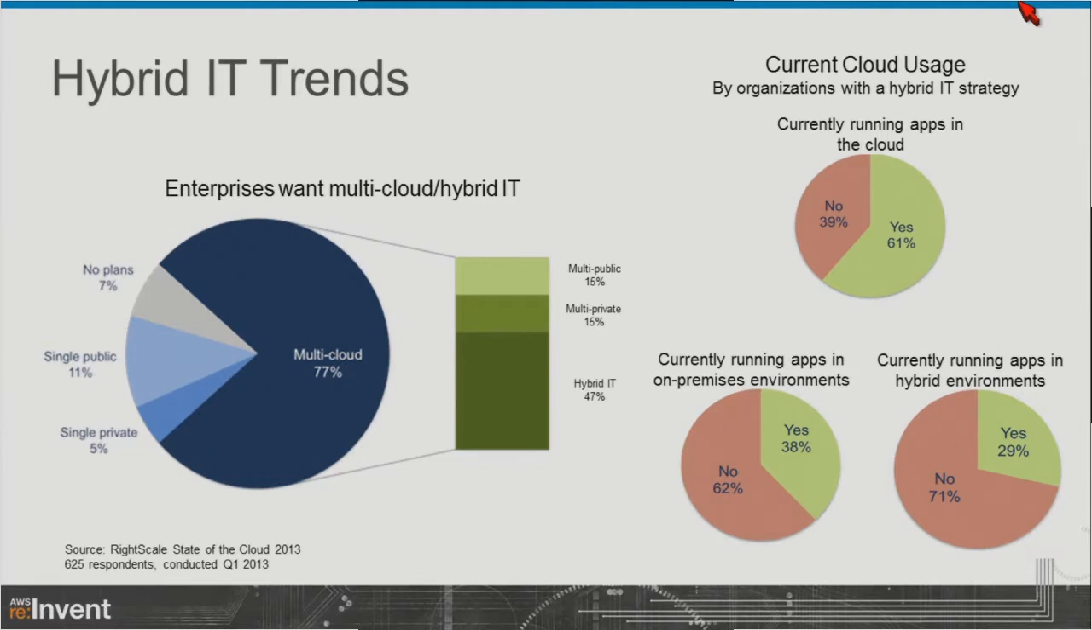We then asked them about their current cloud usage. So this is for organizations that have a hybrid IT strategy. They're already thinking about this, whether or not they're doing it or not. How many are currently running apps in the cloud, right? 61% said, yes, we're running apps in the cloud. 39% said, no, they weren't.